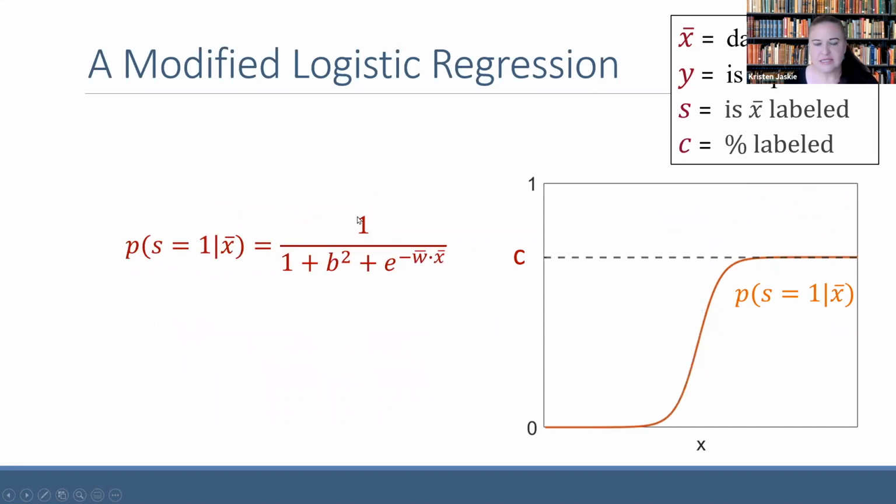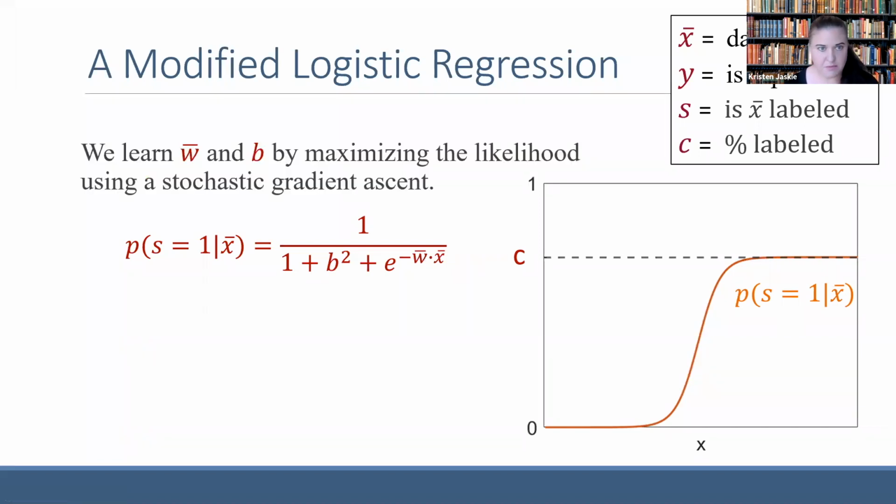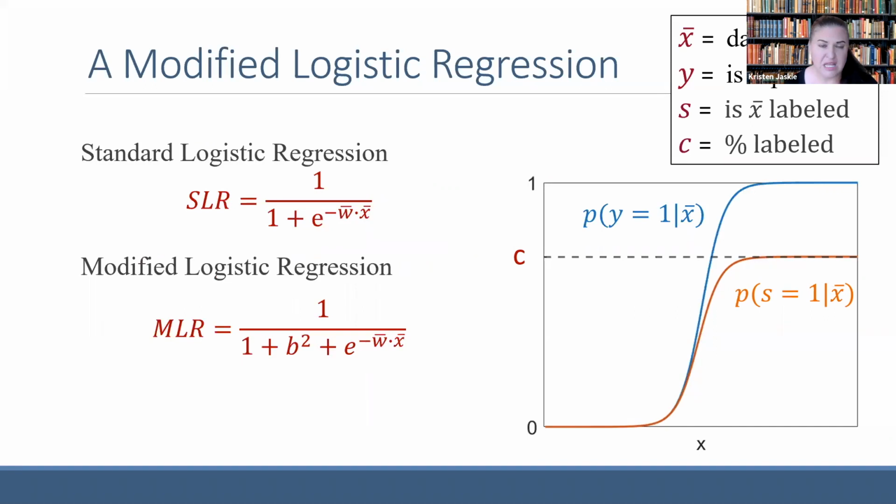And from this, we can learn this. We now have two variables. In standard logistic regression, we just have this weight, this is a feature vector of weights, and this is what's learned in machine learning. Now we've got two things. We've got our weights, and we have this new B variable.